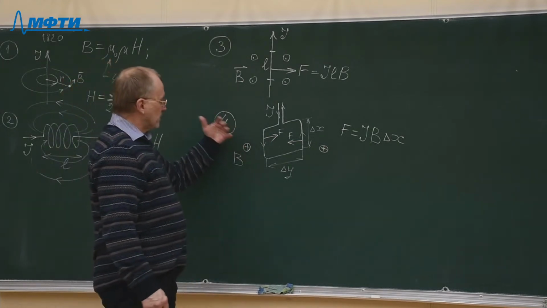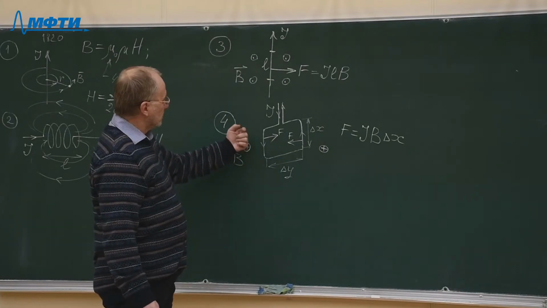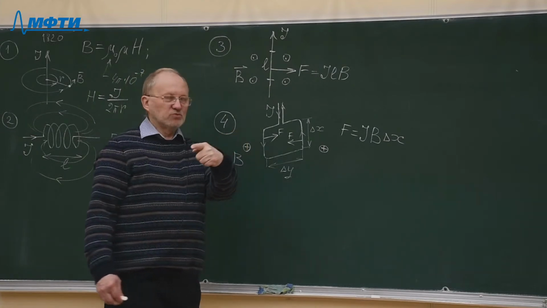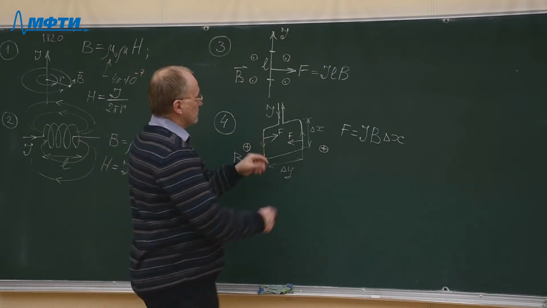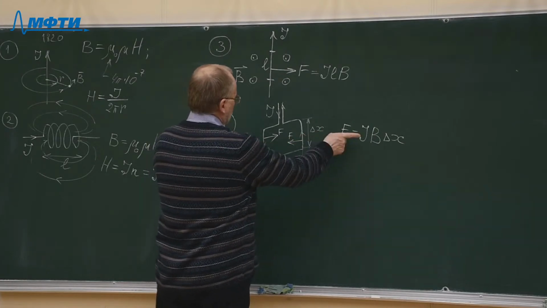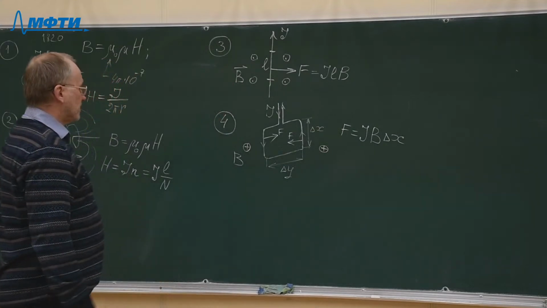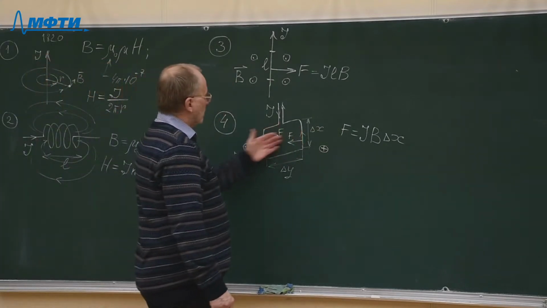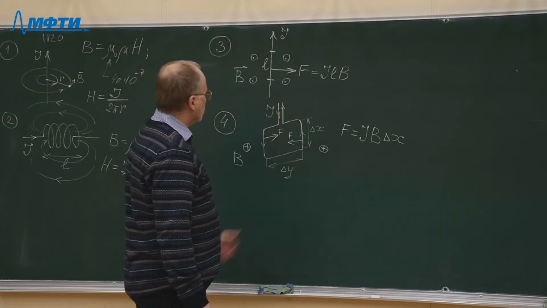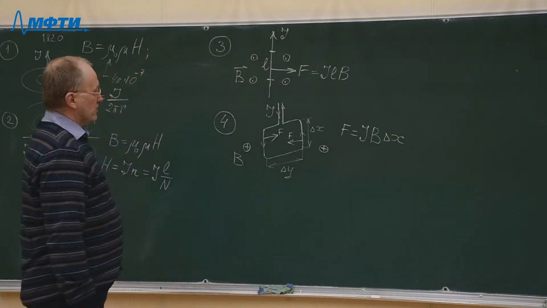If the magnetic field changes its direction and the magnetic field induction vector is directed from the blackboard to the audience, then these forces will change their direction, and they will be directed outward, trying to expand the loop. In this case, no mechanical torque acts on the loop with the current.